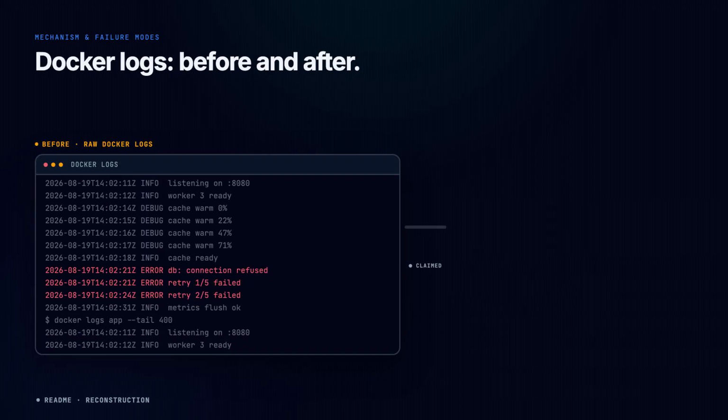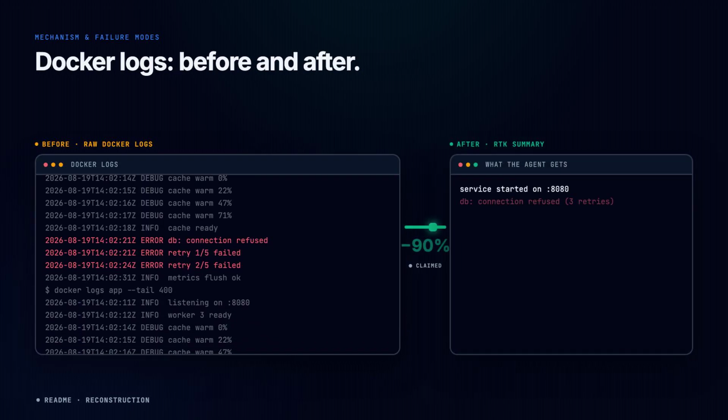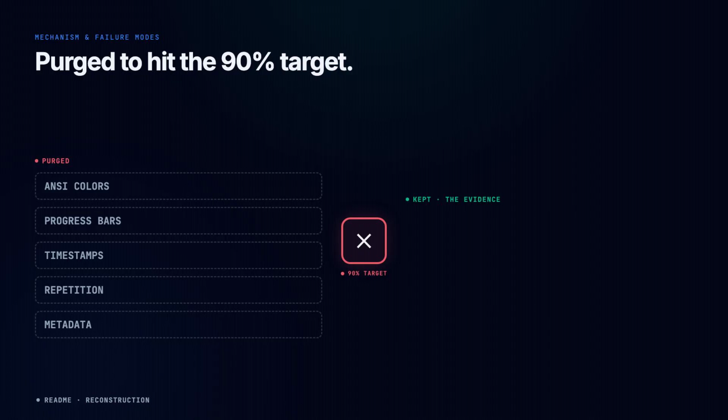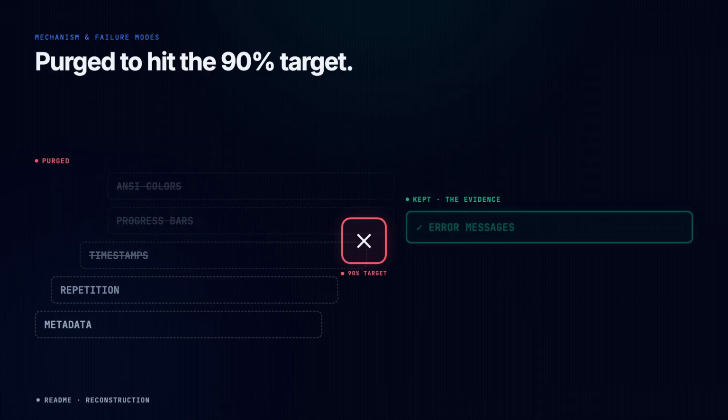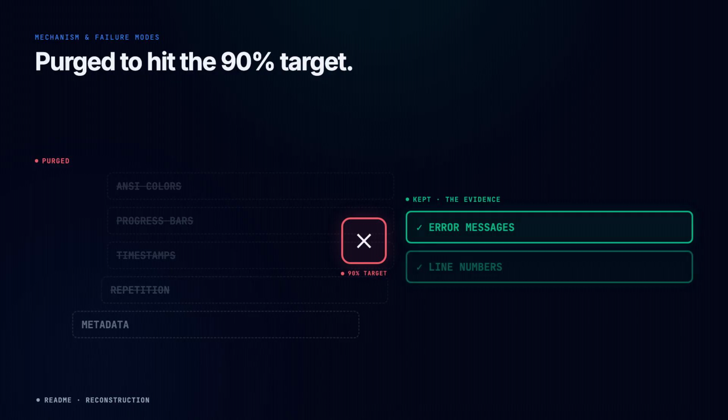Command before and after. Left, raw Docker logs. Right, RTK summarized logs. ANSI colors, progress bars, repetition, and non-essential metadata are purged to hit that 90% target, but the crucial evidence, error messages, and line numbers is generally kept.